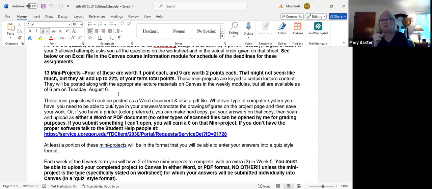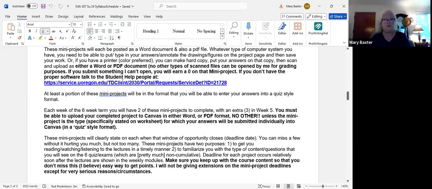Now, if by chance you don't have the software that's going to enable you to do that, there's a whole bunch of different kinds of software that is available to you as a student at the U of O, and I've put this address here, Service U Oregon. Okay? So if you were to go in there, you can ask for a ticket, making yourself an appointment to go in and see if hopefully your computer has enough memory that you can do this.